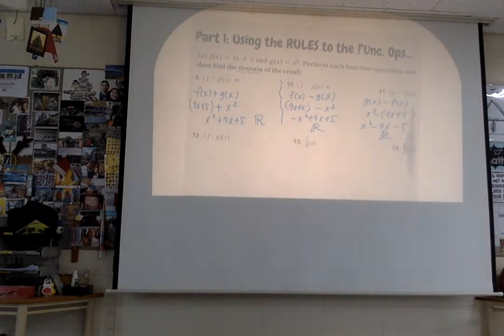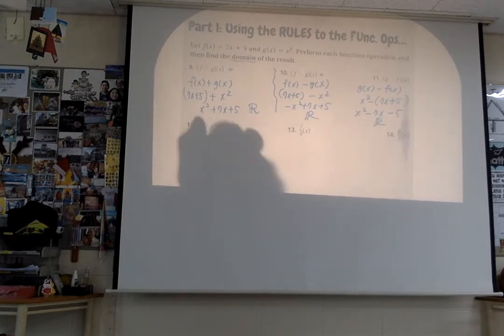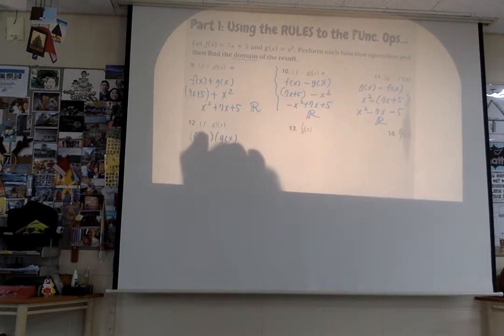Let's try something else here. Let's try more interesting situations, okay? F times g of x, okay? So that means it's going to be f of x times g of x, right? All right, so let's go f of x, which is 7x plus 5. And g of x is going to be x squared.